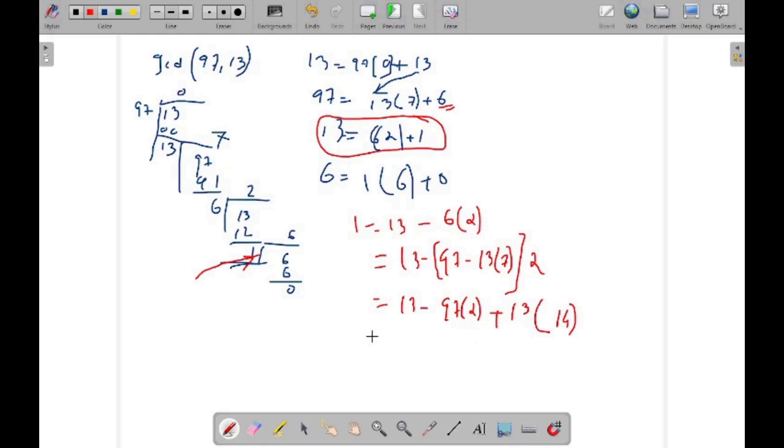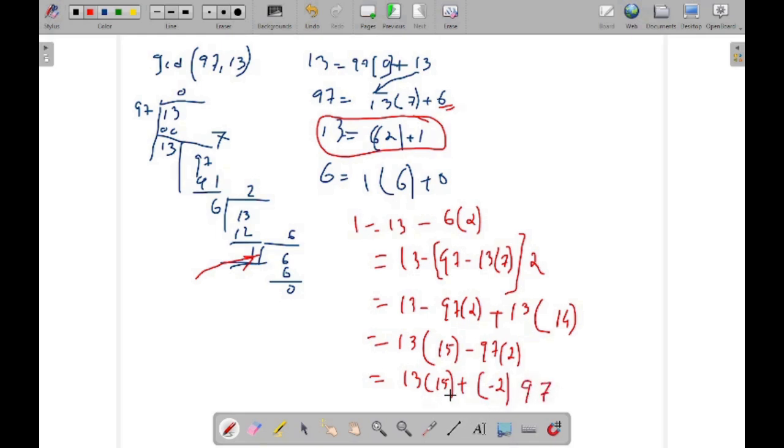That is, we can write it as: here we have 13 and we have 14 times 13, so total 13 into 15, plus minus 97 into 2. So this can be written as 13 into 15 plus minus 2 into 97.